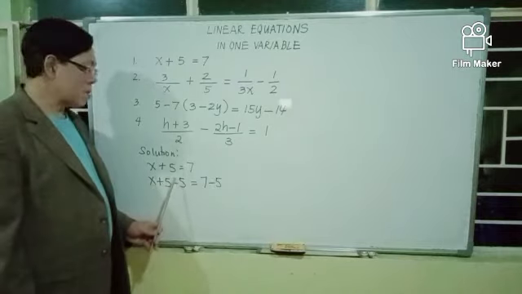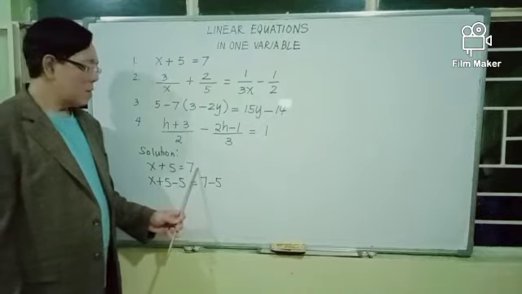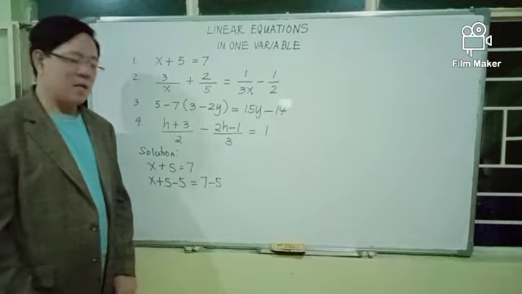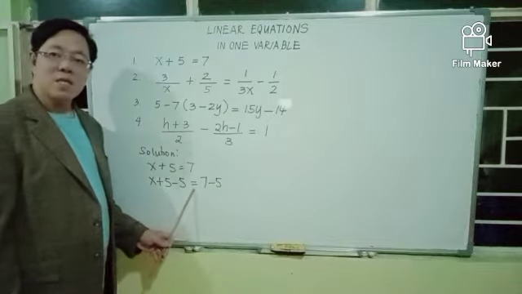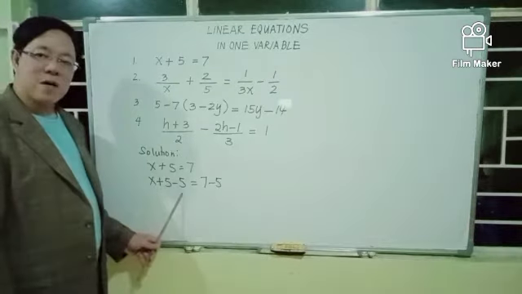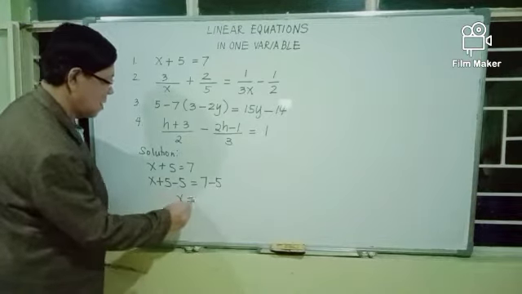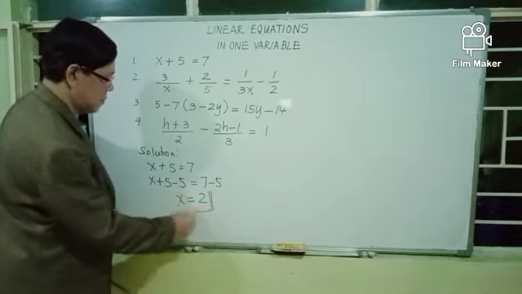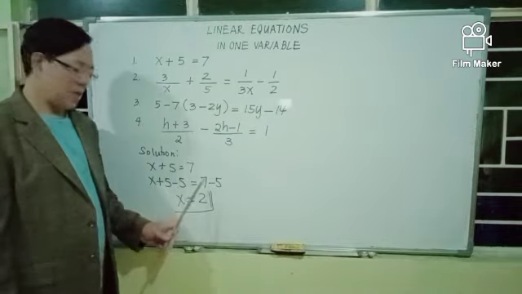We subtract 5 from the left side of the equation and from the right side of the equation, because the subtraction property of equality says that if we subtract the same constant from both sides of the equation, the equality remains true. And so we simplify. 5 minus 5 is 0. x plus 0 is x. And 7 minus 5 is 2. This is the solution of the linear equation x plus 5 equals 7.